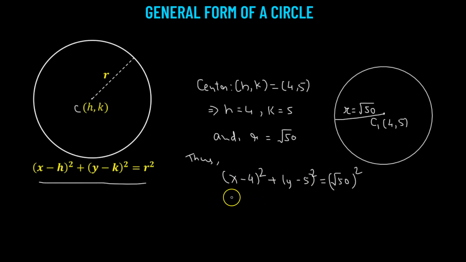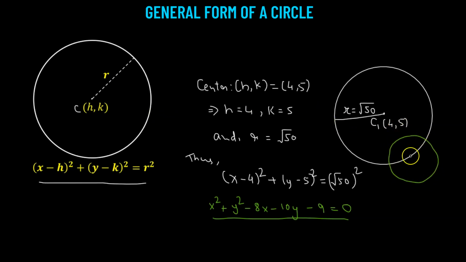And if we want to convert it to the general form, all we have to do is expand it. This is going to give us x squared plus y squared, then we have negative 8x, negative 10y. Then 4 squared is going to be 16, and 16 plus 25 is going to be 41. We have 50 on the right hand side, so 41 minus 50 is going to give us negative 9. So this is going to be equal to 0. This is going to be the general equation of a circle with a center 4, 5, and this circle passes through the center of another circle whose equation is given to us.